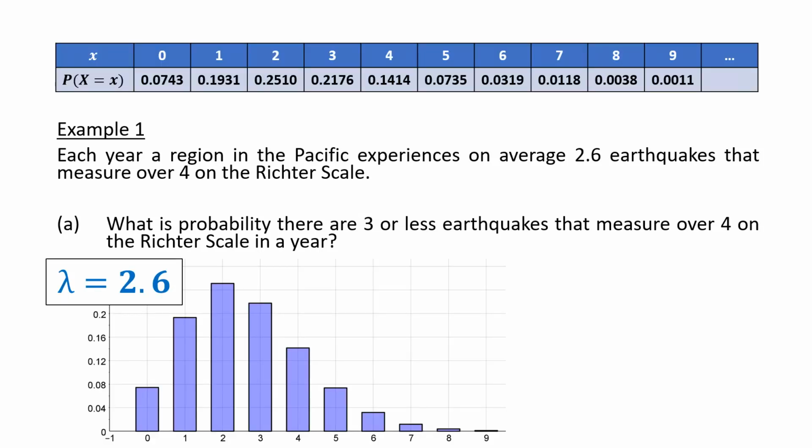Well, we showed you how to set up a probability distribution table and a graph, and lambda, which is our expected value or mean, is 2.6 per year. And when we say 3 or less, we're talking about the probabilities of 3, 2, 1, and 0. Now, if you have a table set up, you can just add those up. But we're going to show you how to do this on a calculator.